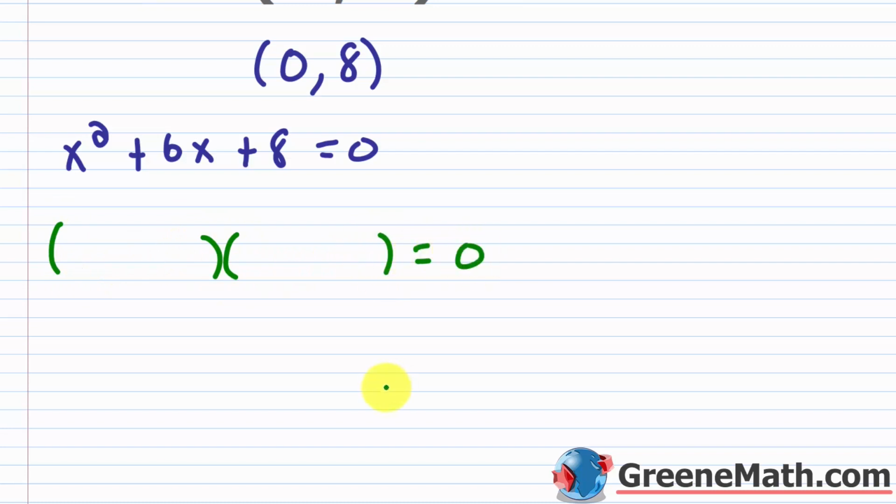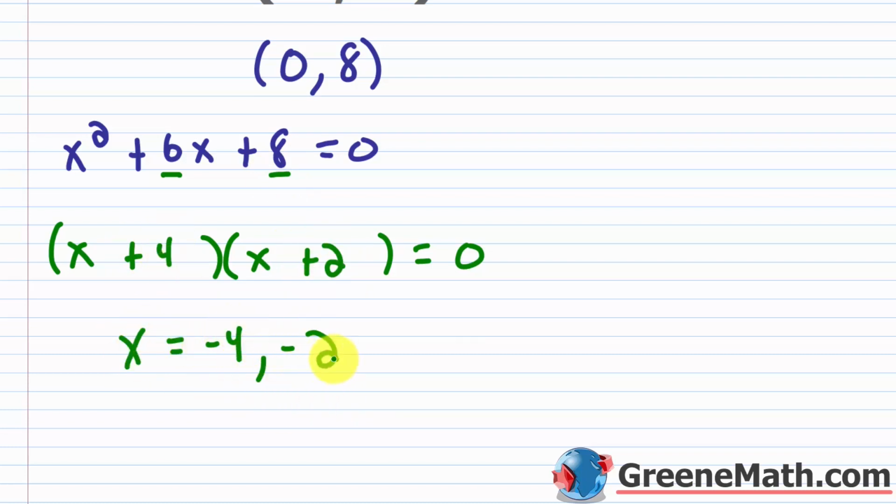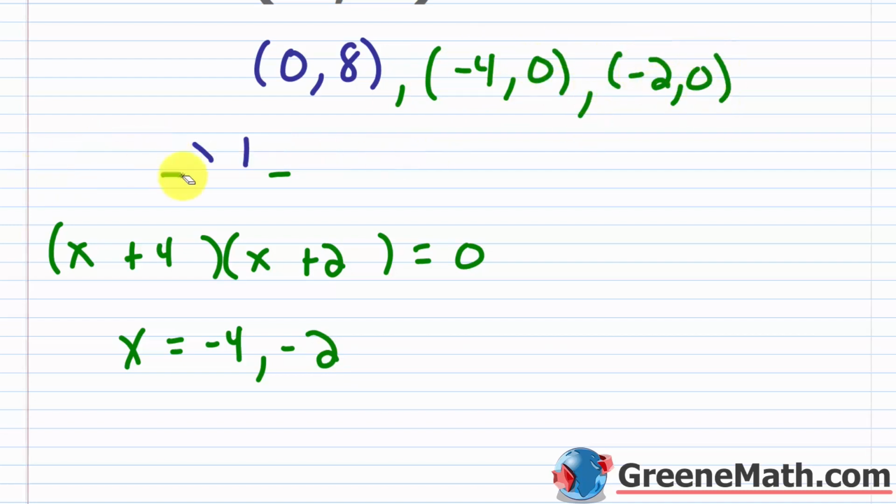So this guy would factor into what? x here and x here. I've got two integers that sum to 6 and give me a product of 8. That would be 4 and 2. So plus 4 and plus 2. So the solutions here would be x equals -4 and -2. Okay, so that tells me that the x-intercepts are going to be at (-4, 0) and also at (-2, 0). So let's erase all this.